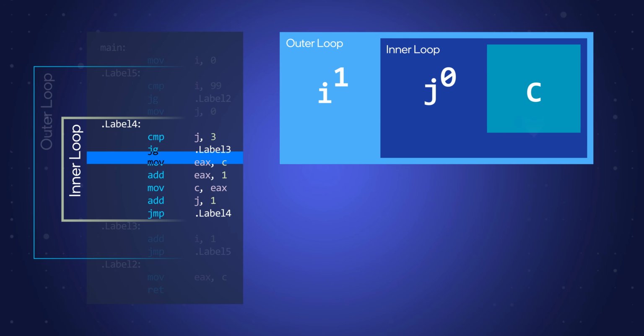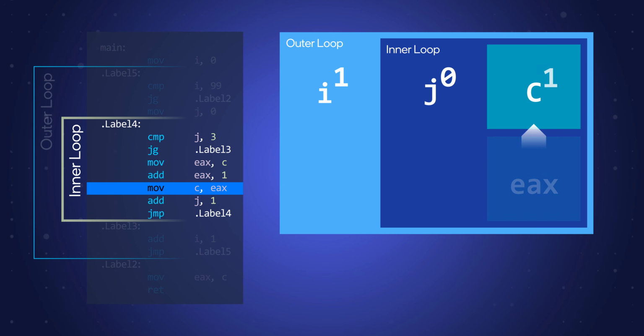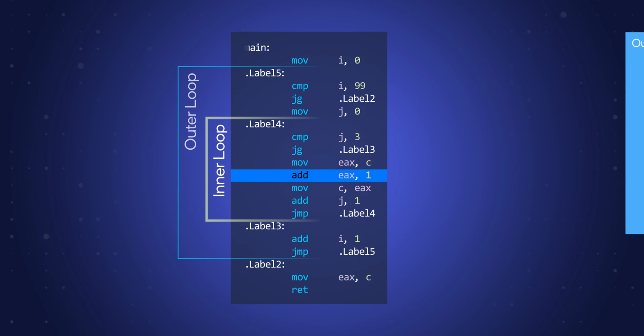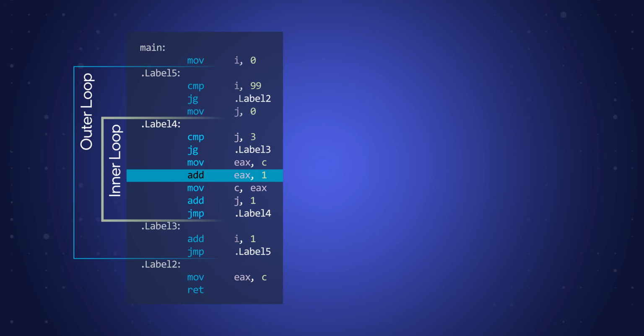Now on the inside of the inner loop, we move C into EAX, we add 1 to EAX, we move EAX into C, and then we increment that outer variable. So the C to EAX, 1 to EAX, and EAX to C, those are the move instructions where we're moving from memory to an internal register. But you see the add instruction. There we're adding 1 to EAX. There's where we're actually incrementing that inner variable of C.